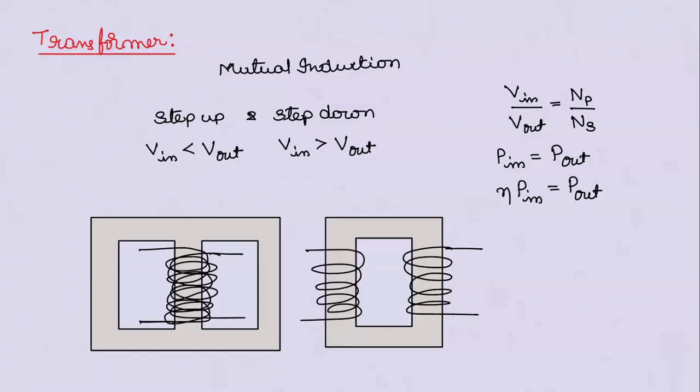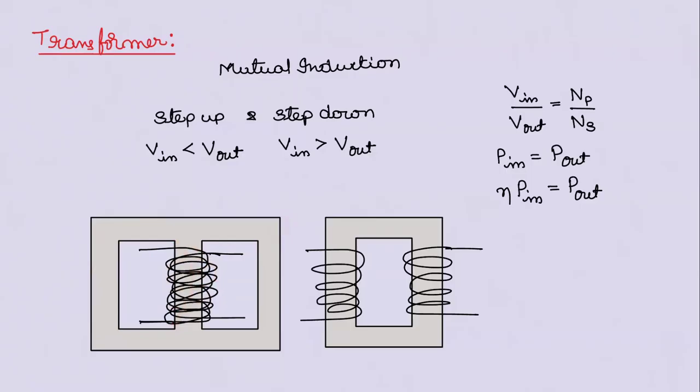A transformer has a lot of losses, different ways it can lose. First thing is copper loss. What is copper loss? The wire that you are using will have some resistance, right? It will liberate some energy. Next thing is eddy current loss. So there will be EMF induced inside the core that will cause the power to be lost. That's also there. To eliminate eddy current loss, we use laminated core.